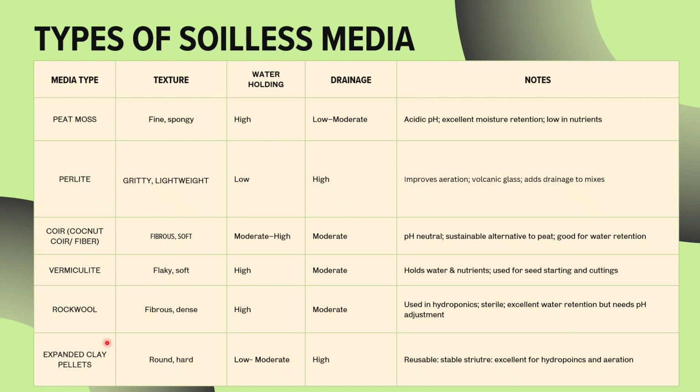So the expanded clay pellets, basically they're round and hard. They tend to be red, suggesting clay. They are low to moderate in terms of water retention. They're very high in terms of drainage. And then last but not least, they can be seen as reusable and sustainable. They're sustainable, they're sterile, and they're excellent for hydroponic systems and aeration.